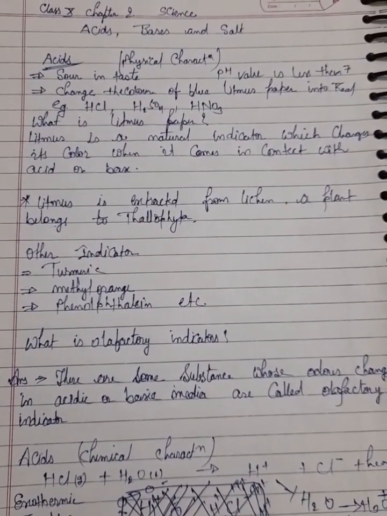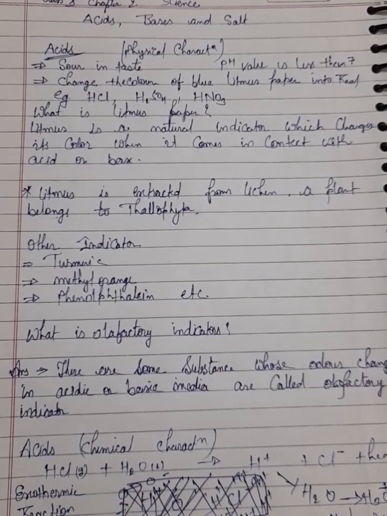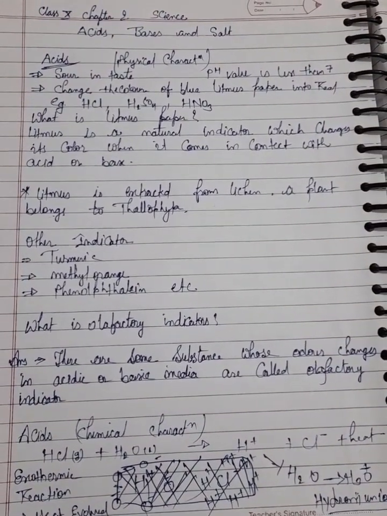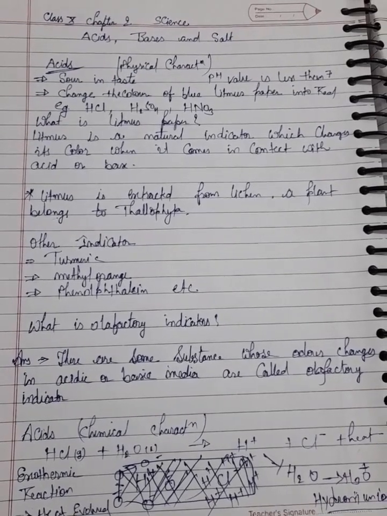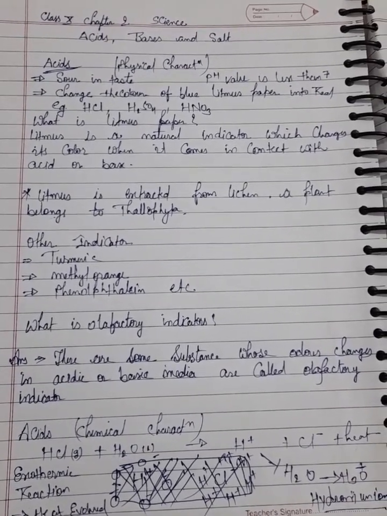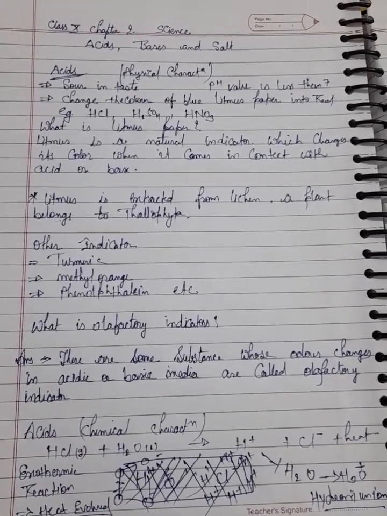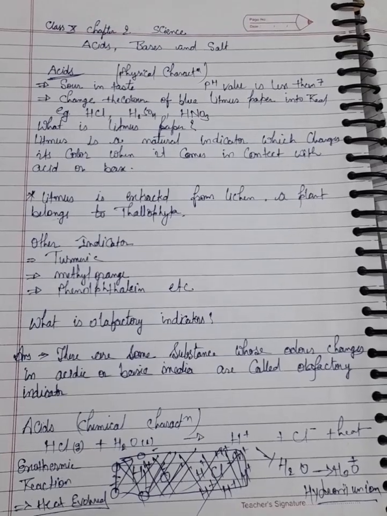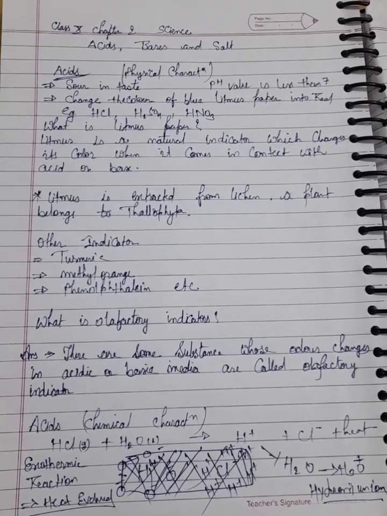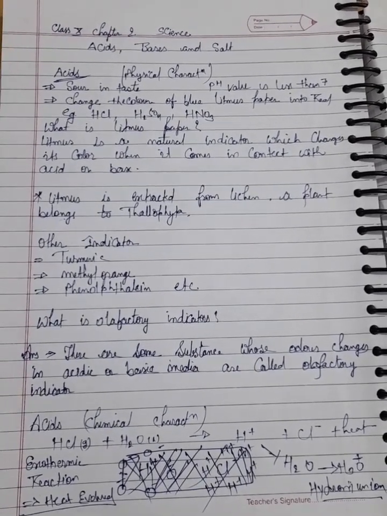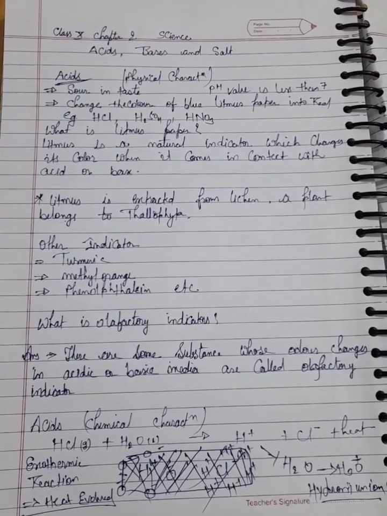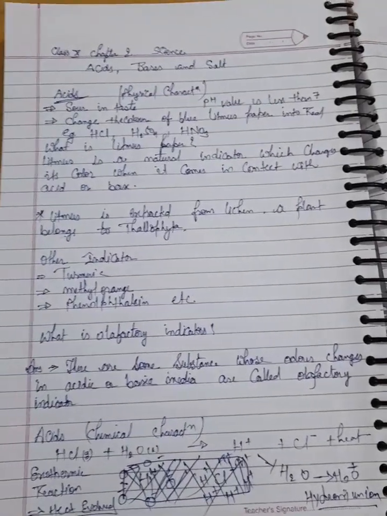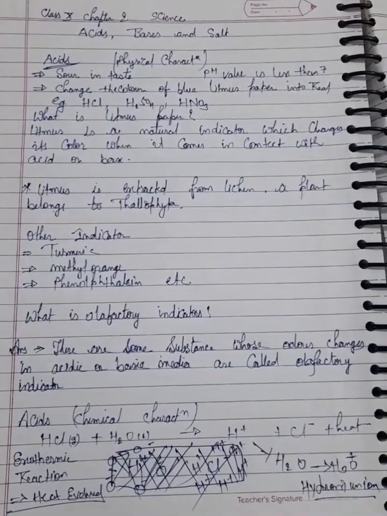What is an acid? Physical characteristics: it has a sour taste and changes the color of blue litmus paper to red. The pH value is always less than 7. What is pH value? We will discuss it later. Examples are HCl, H2SO4, HNO3; these are some examples of strong acids.